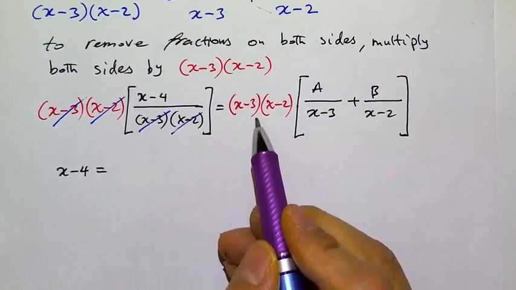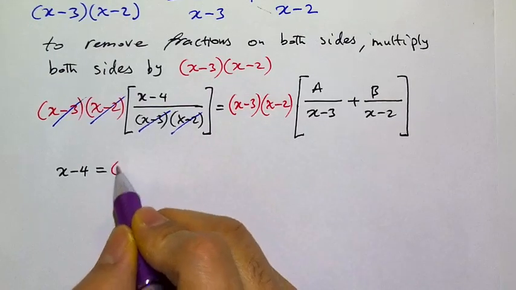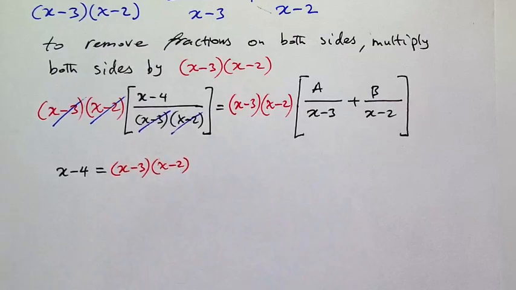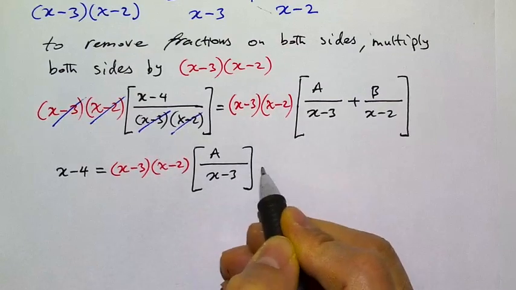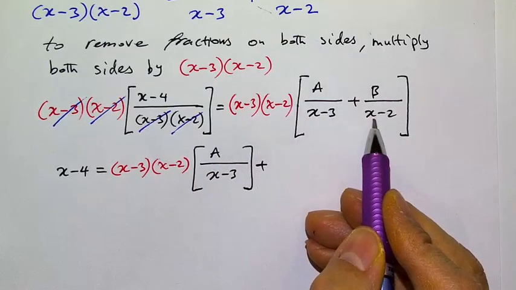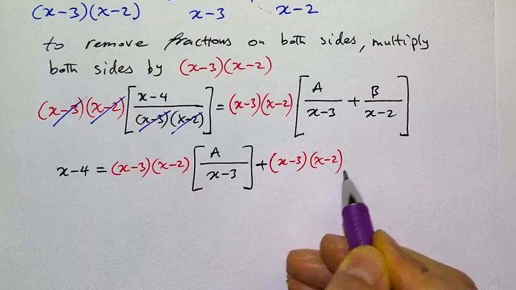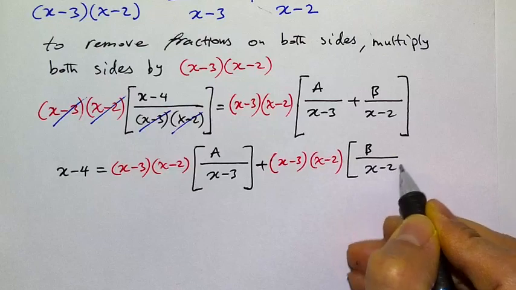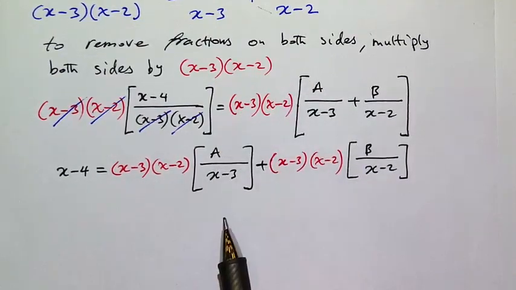This is what I was saying. If you're comfortable to simplify at this point, do it. But I'm going to do it step by step. So x minus 3 times x minus 2 times this fraction, A over x minus 3, plus, because we're distributing these two factors into this bracket, again x minus 3 times x minus 2 times B divided by x minus 2. So do you see what I did? I just distributed this into each fraction.